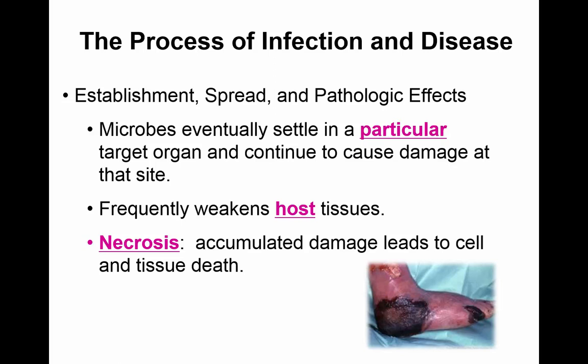Now, what is the process of infection and disease? Well, they have to establish themselves and they have to spread. And eventually they settle in a particular target organ, and that's where they start to cause damage and weaken the host tissues. There is a vocab term down at the bottom, necrosis, where it leads to cell and tissue death. And there on the right is a picture of necrotic tissue that has been damaged to the point of death by these microbes and the infection and the disease that they cause.